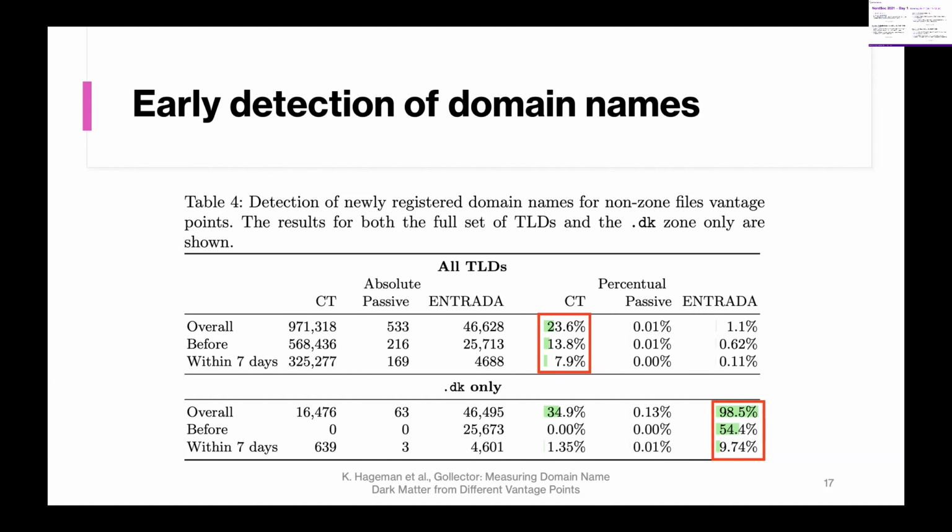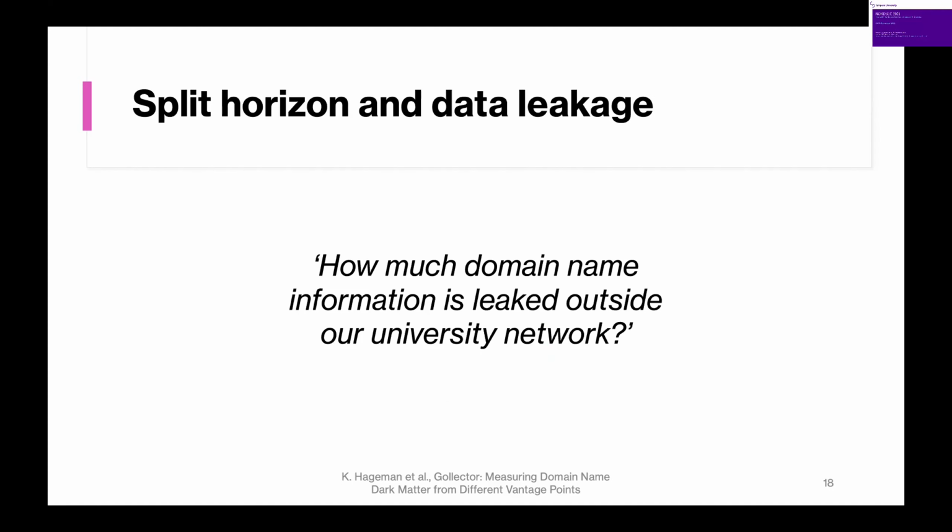Of course, the limitation for this Entrada data set is that we only have access to the Danish domain. And getting access to all top level domains would be quite a challenge for most researchers. So the certificate transparency is actually a good alternative to do so. So that was the first use case.